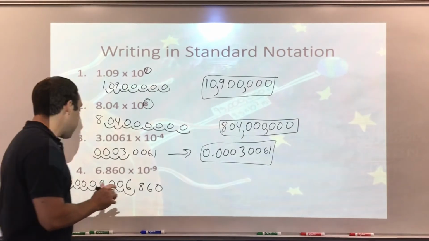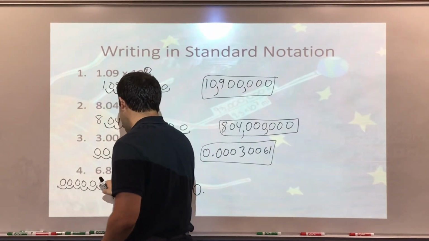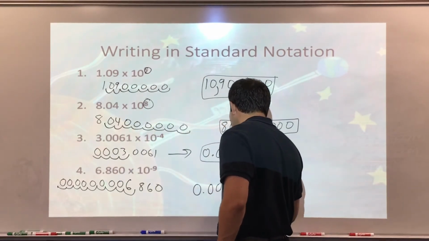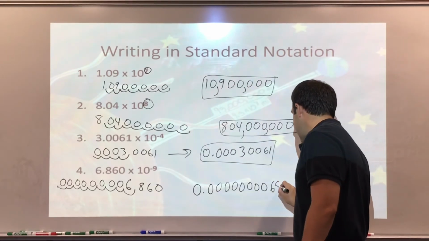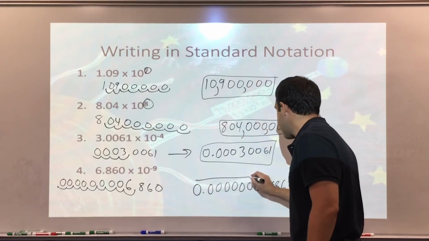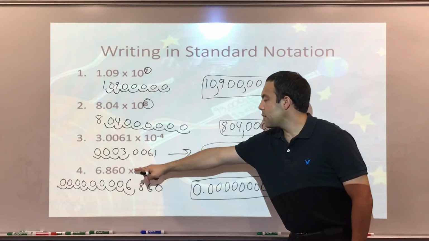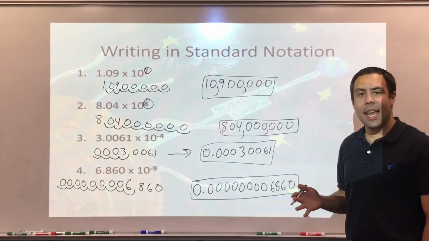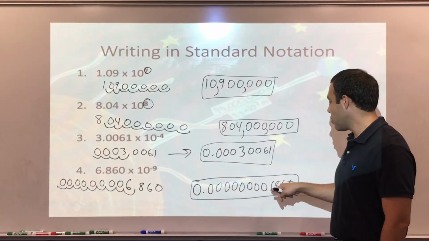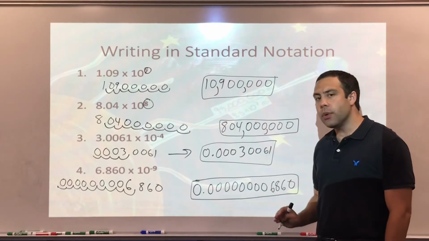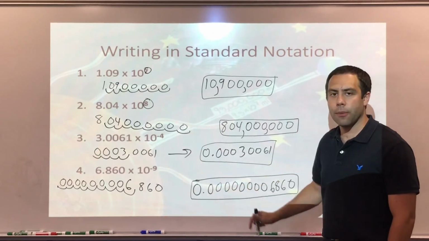When we rewrite the number, 0.1234567 zeros. 1, 2, 3, 4, 5, 6, 7, 8. 6860. So when we rewrite 6.860 times 10 to the negative 9th in standard notation, we see 0, decimal point, 8 zeros, then 6860. That's why we use scientific notation. This is a much more manageable number than this here.